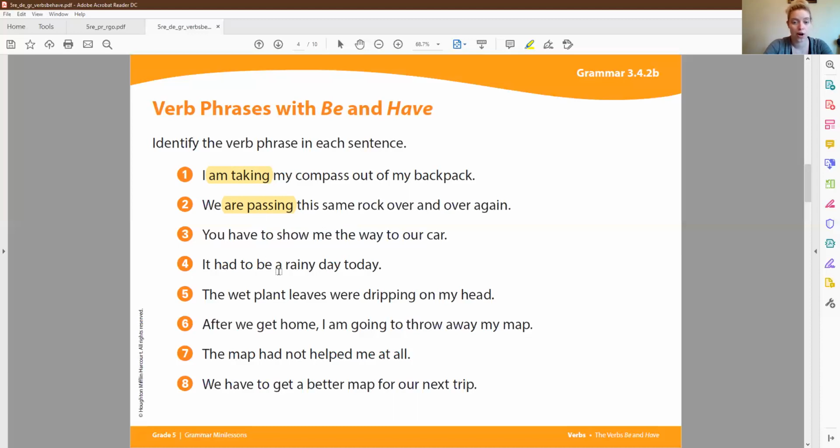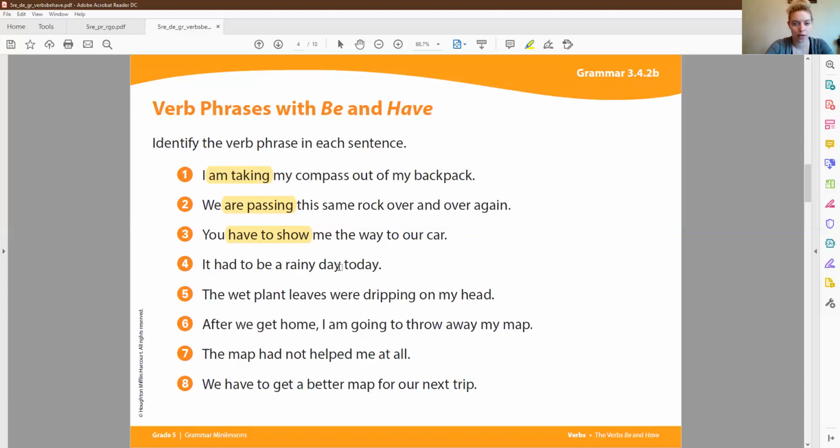If you said show, you are correct, okay? But I wouldn't just say, you show me the way to our car, okay? In this sentence, you have to show would be your verb phrase. Okay, because have to is showing, okay, it's attaching to that verb. It's telling you what that verb is doing.